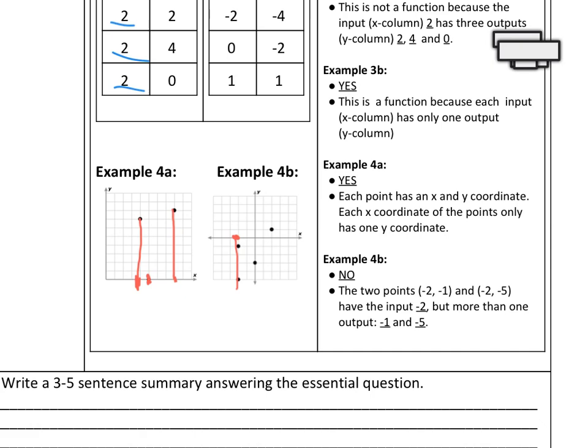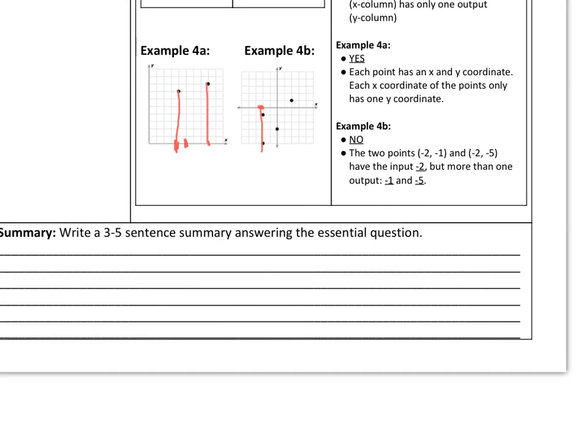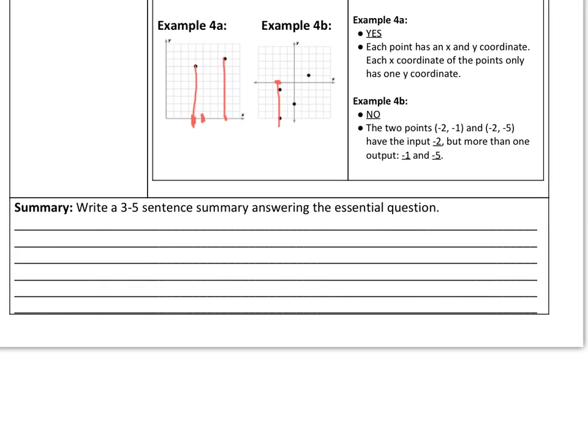Well, that's all we're going to talk about with functions and input-output rules for now. Take a couple minutes, write down a 3 to 5 sentence summary answering those essential questions at the top of the page. Remember to give details, explain. Don't just say, this is what we learned. Tell me, what did you learn exactly? How did you learn it? What are the details? Answer those questions.